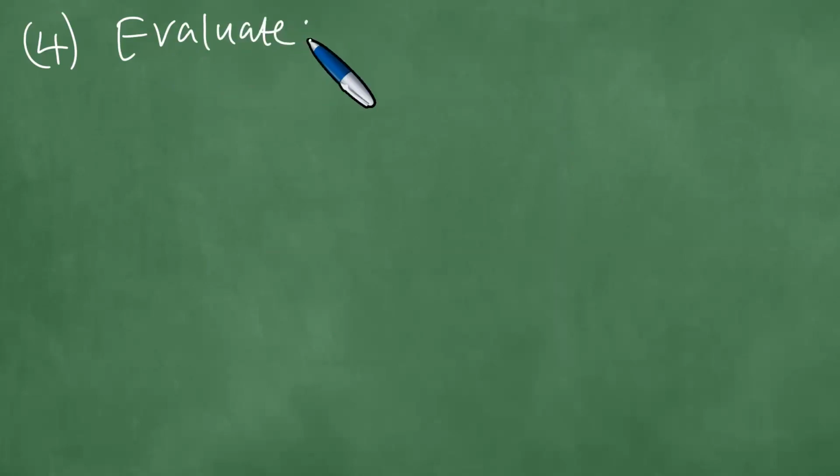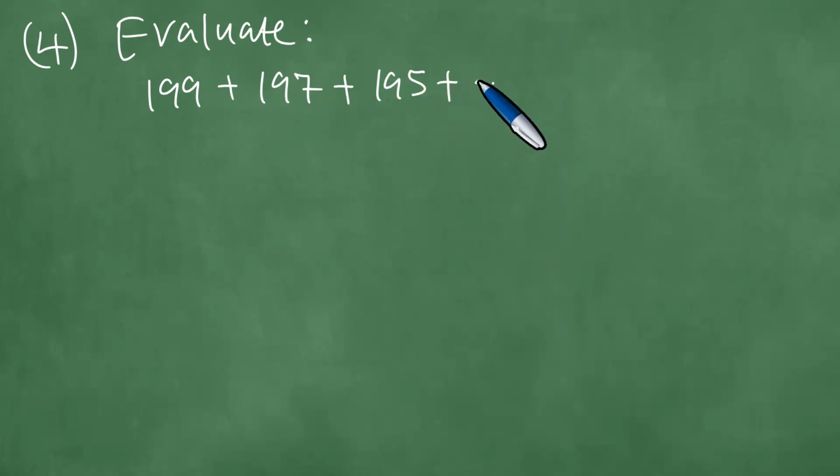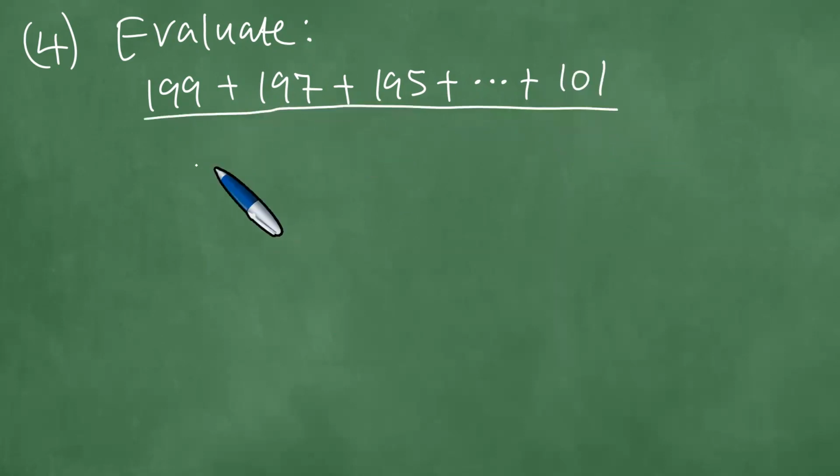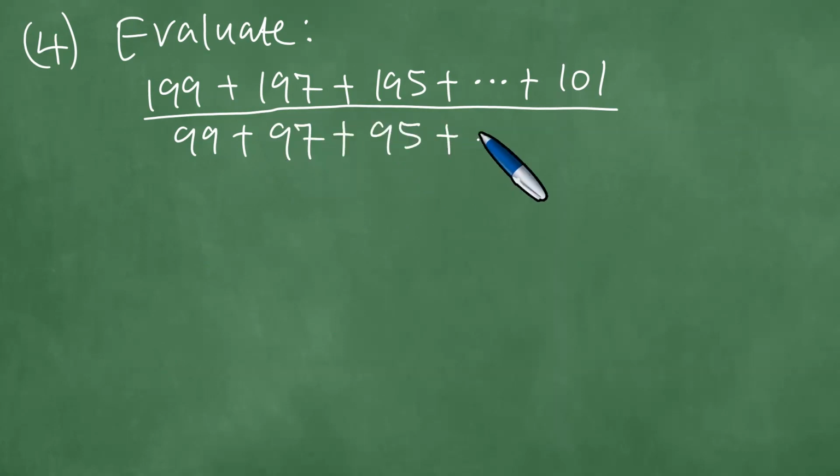Next question. Number 4. Evaluate 199 plus 197 plus 195 plus 123 plus 101, which is 99 plus 97 plus 95 plus, then you put the ellipses here like this and you have 1. Okay, this one, it's 7 marks to do this in the exam.